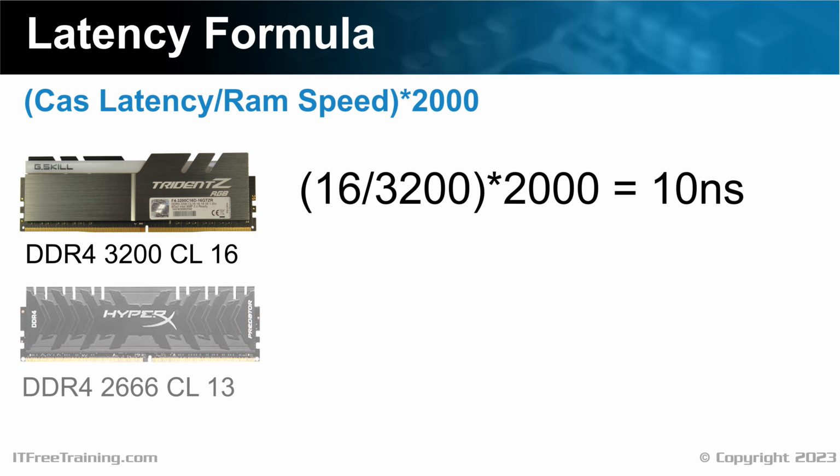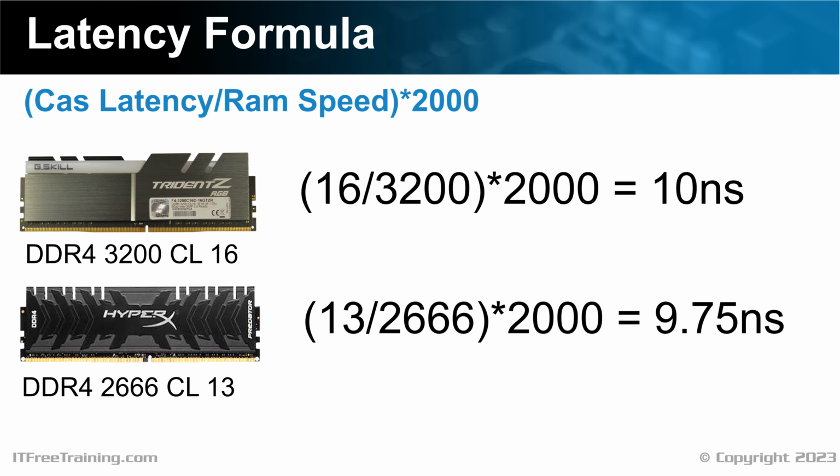Now, if I compare this to another memory module on the market, and this memory module has a speed of 2666 and a CAS latency of 13, when I put these numbers into the formula, this gives us a result of 9.75 nanoseconds, a very small difference, but you can start to see that the true measure of your memory modules is determined by the speed and latency of the memory modules combined. Sometimes a memory module which has a faster clock speed will perform better, and at other times, a slower memory module with lower latency times will perform better.